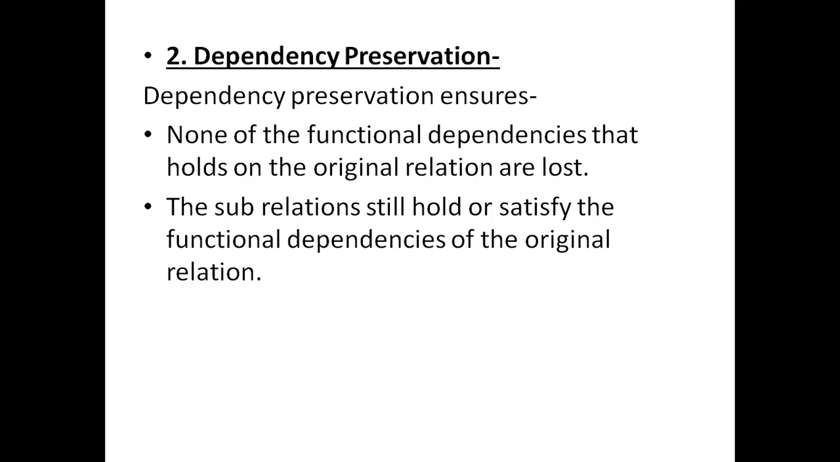If we are splitting, course ID and course name are also there, each dependent on the other. So for the student table, we maintain the functional dependency of students, like student number determining student name and so on. For the second table, we take course number and course name. So in both tables the functional dependency is maintained from the base table. This is checked by dependency preservation. What it says is that the sub relations will still hold or satisfy the functional dependencies of the original relation.